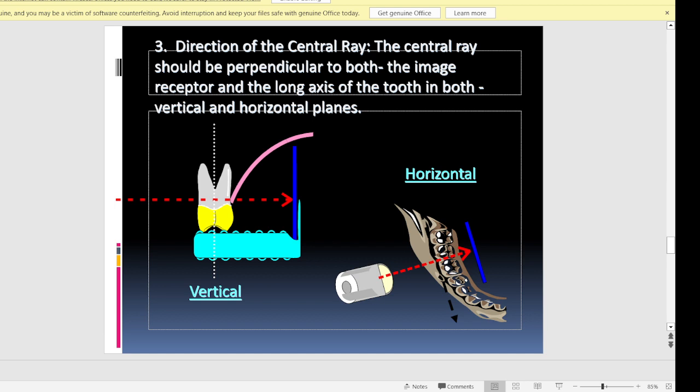Direction of the central ray is one of the important considerations in the paralleling cone technique. The central ray should be perpendicular to both the image receptor and the long axis of the tooth in both the vertical and horizontal planes. In both planes, it should be perpendicular to the image receptor.